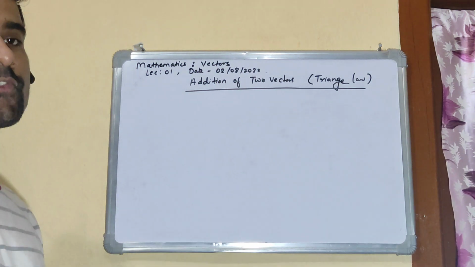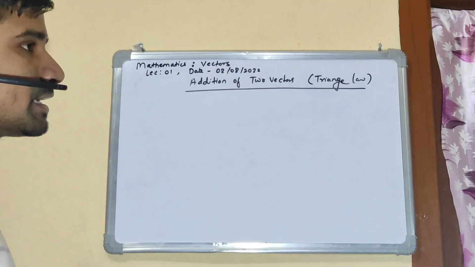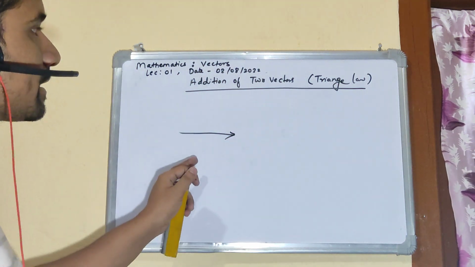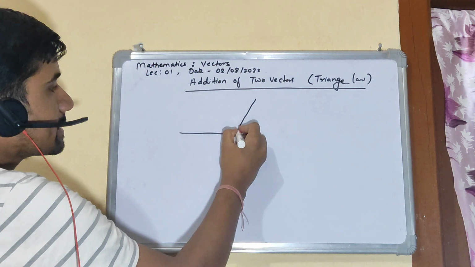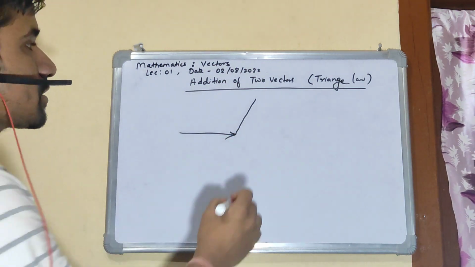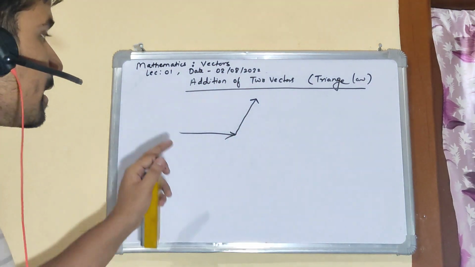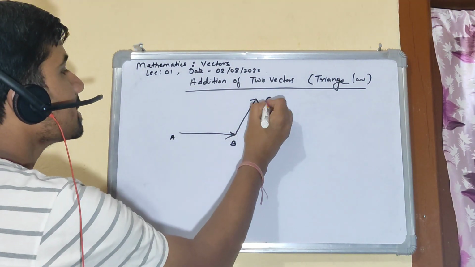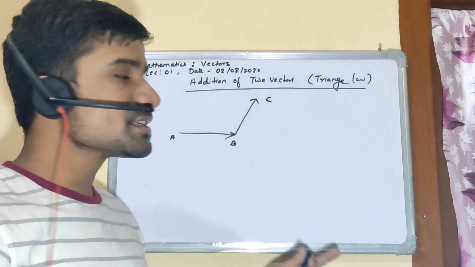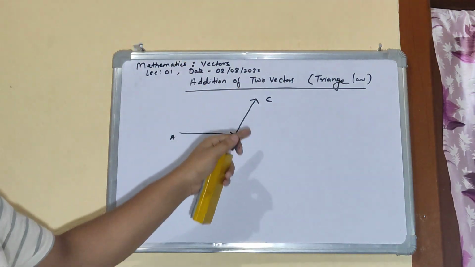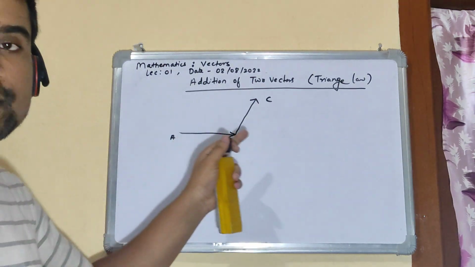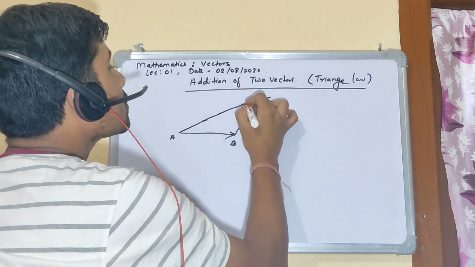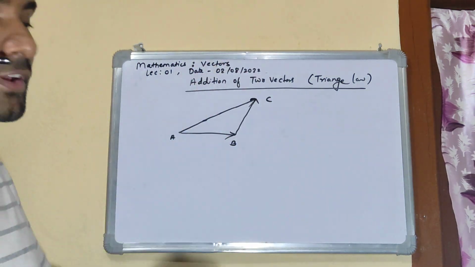So this addition of two vectors basically says if two vectors are arranged in this fashion that the tail of another vector is lying on the head of the first vector, right? Let's say this is AB vector and this is BC vector. So if the tail of one vector is lying on the head of another, the resultant head will coincide with the head of the other vector, right?